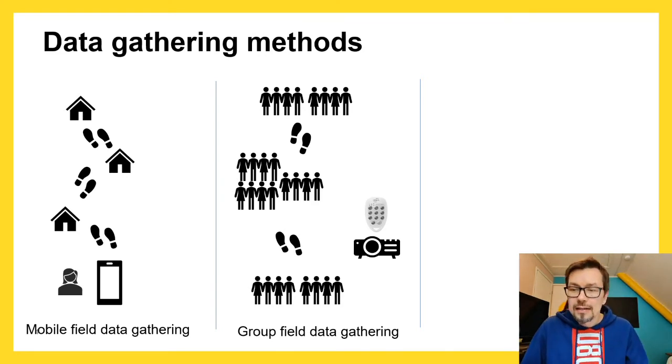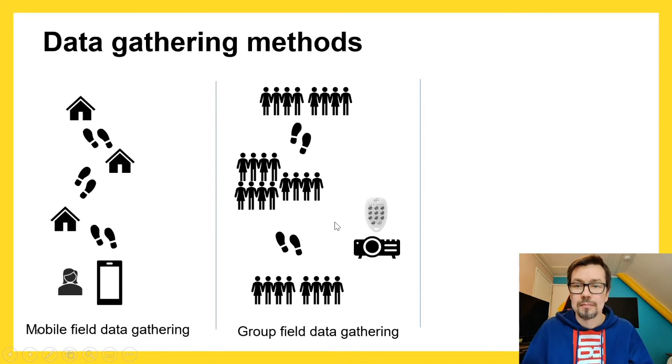So if you had a mobile phone in your hand, you would actually need to interview them one by one after another, 30 times. And that would take quite a lot of time. I think you would be exhausted and the pupils would be waiting a long time. So at that point, you might switch to group field data gathering, for example, using these kind of clickers.